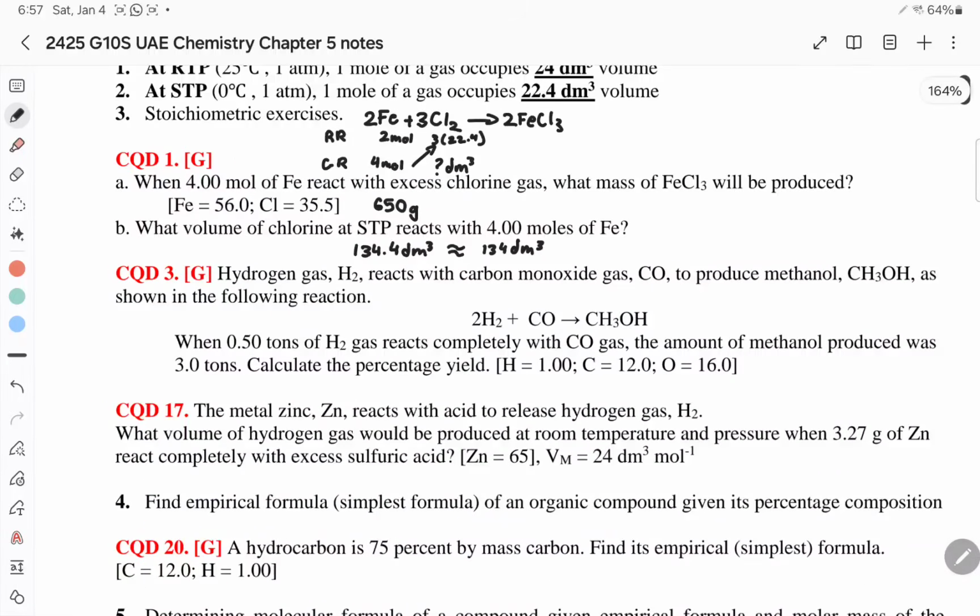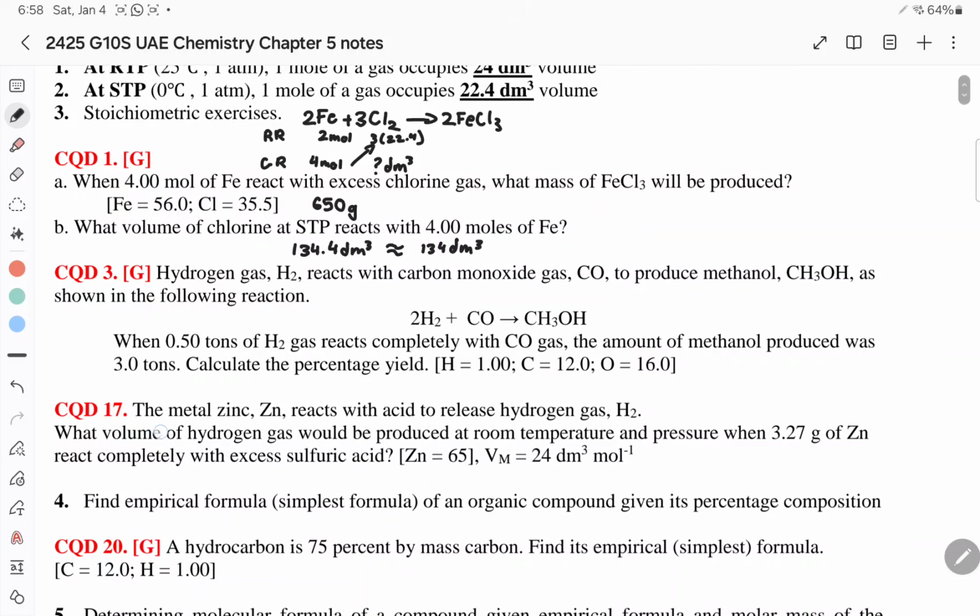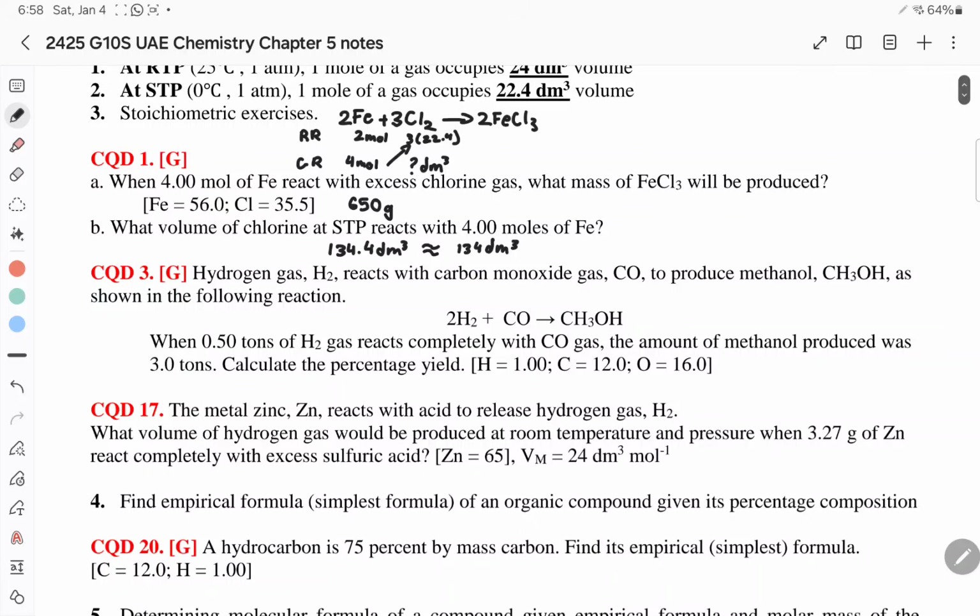Now we have CQD 3. For CQD 3, it's telling us you have hydrogen gas, H2, reacting with carbon monoxide gas, CO, to produce methanol, as shown in the following reaction. So here they gave us a reaction. The question states, when 0.50 tons of H2 gas react completely, we take that as a keyword, with CO gas, the amount of methanol produced was 3 tons.